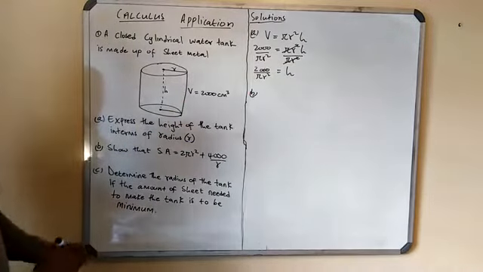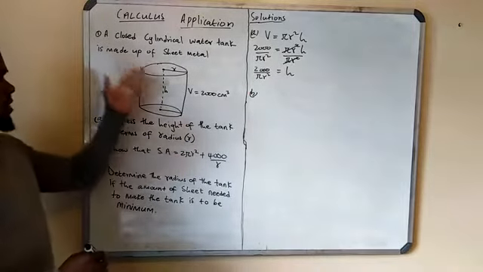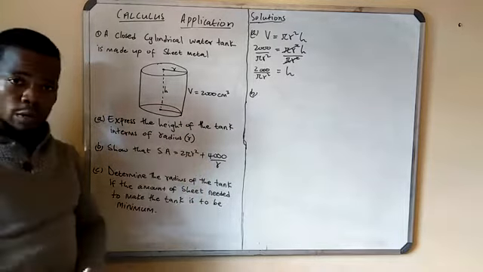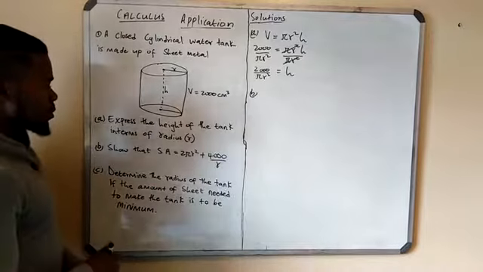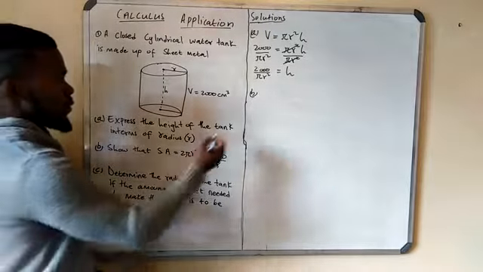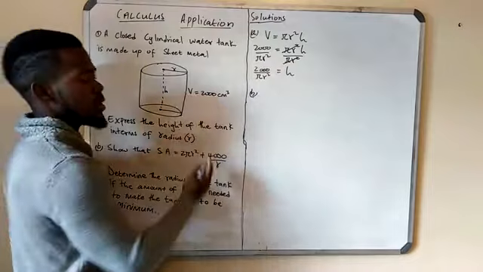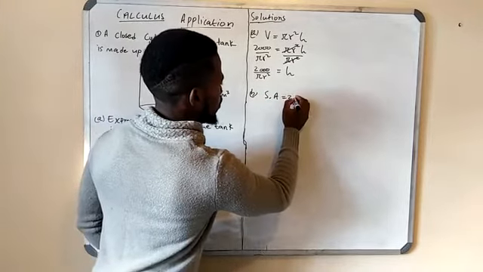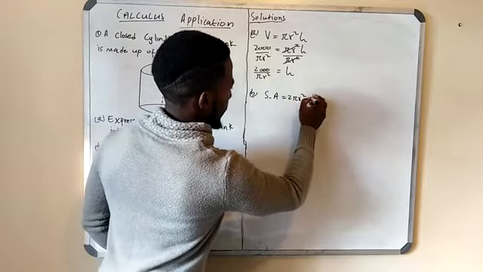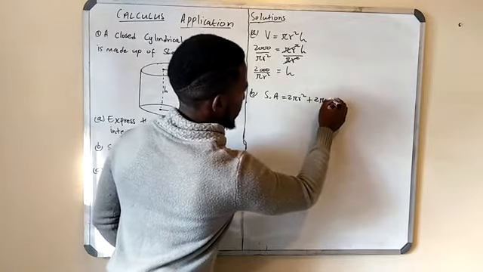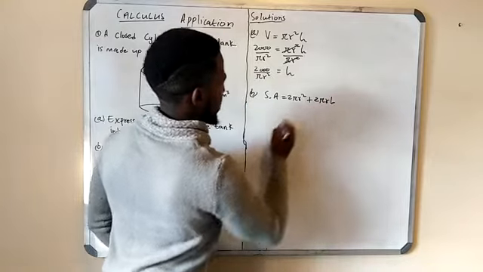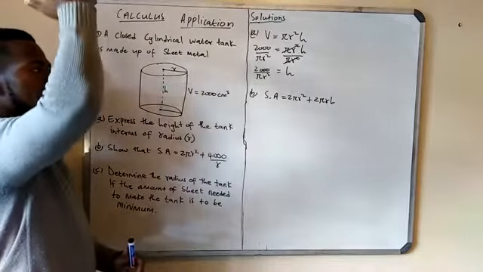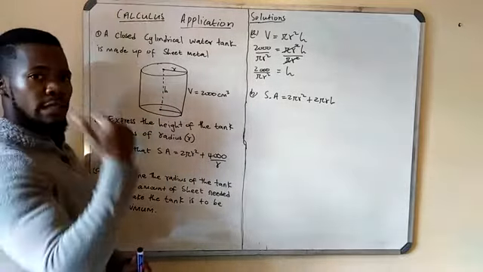Moving on to the second one. Show that the surface area of this cylindrical water tank is 2 pi R squared plus 4000 divided by R. So we're going to write down the formula for calculating the surface area of a cylinder. It is SA, which is equal to 2 pi R squared plus 2 pi R multiplied by what? Multiplied by height. This 2 pi R squared, it represents what?